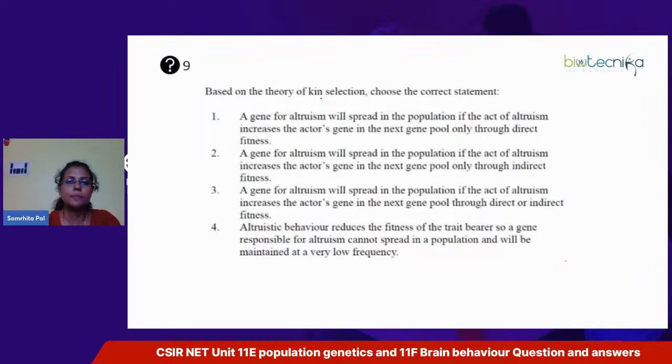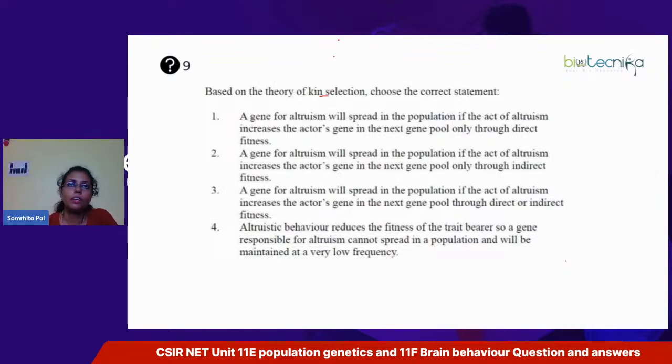So this kin selection is mainly a kind of behavior seen among organisms which live in a group. In a group, there is one individual who, when he senses any kind of danger, will give out alarm calls to warn the other members of that group. In that way, he is the one who comes under the notice of the predator. So he will be attacked first, and he is actually reducing his fitness, but he is protecting the other members of his tribe.